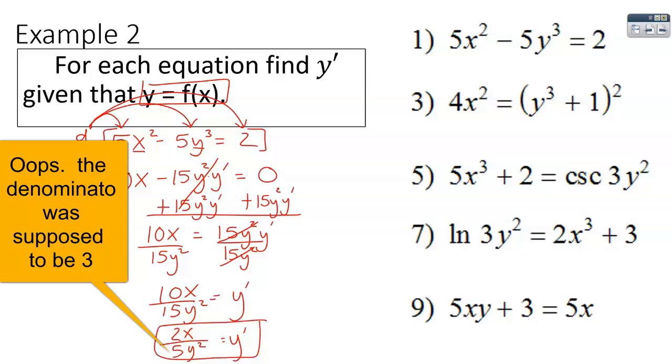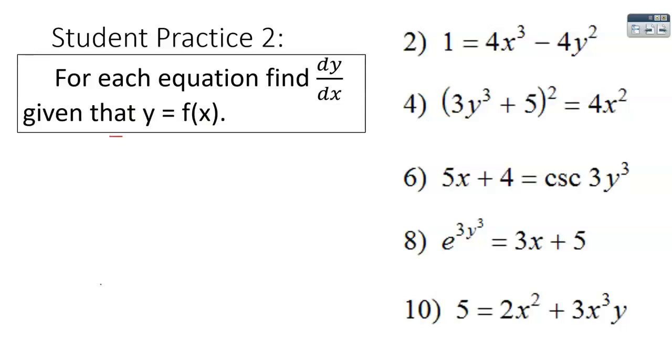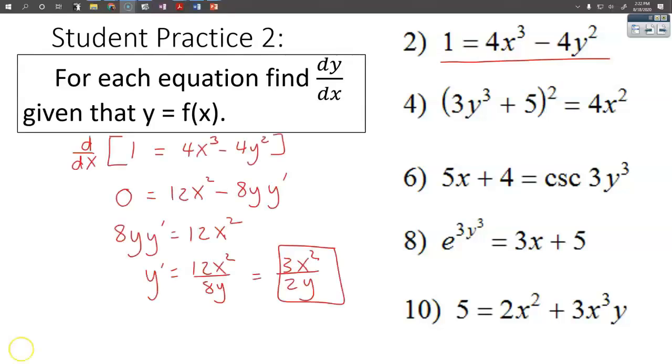Okay, so that's a pretty simple example. It's one of the easier ones. So let's go ahead and see if we can find one that's equally easy for you to try out really quick before we move on to a new topic here. So why don't you try this one really quick and pause the video. When you're done, come back and check your answer. All right, so there's our answer to that problem.